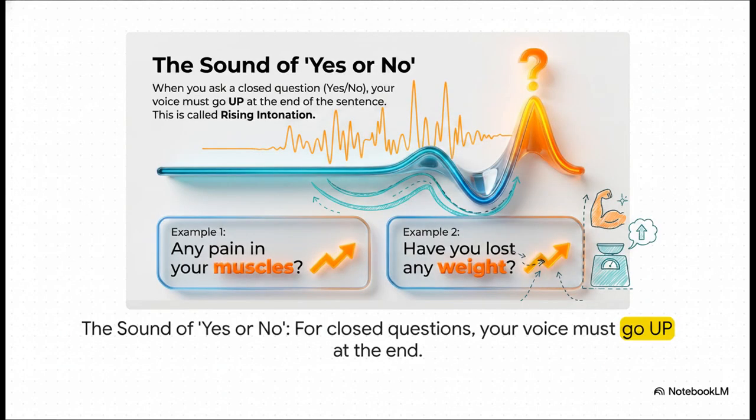And when you get to that final yes or no question, there's one more little trick to sound super professional. It's not just what you say, but how you say it. For a closed question, your voice needs to go up at the end of the sentence. This is called rising intonation. Just listen to the difference. Any pain in your muscles? Hear that? That little lift at the end signals to the patient that you're expecting a yes or a no. It's a small detail, but it makes a huge difference in clarity.